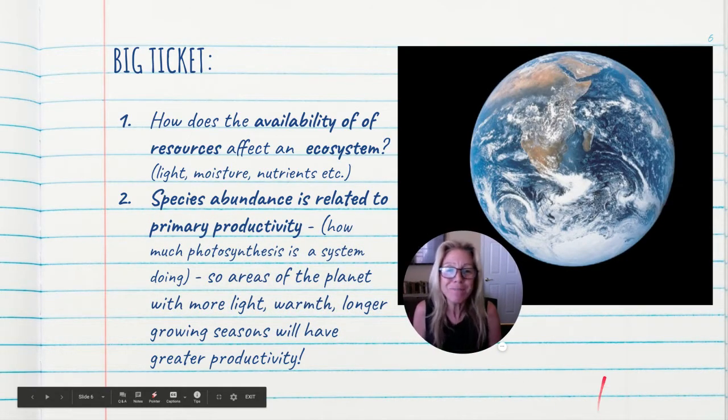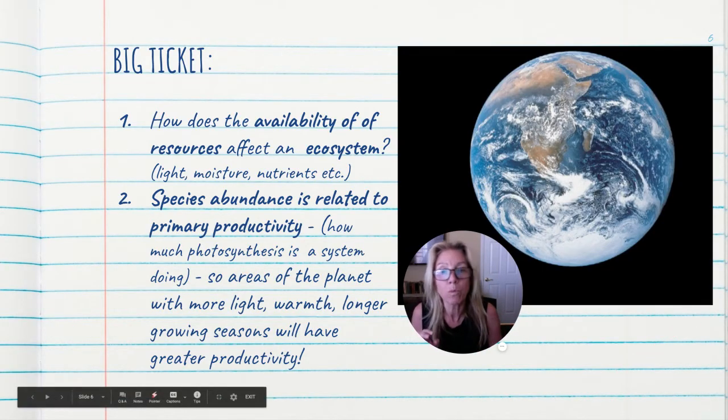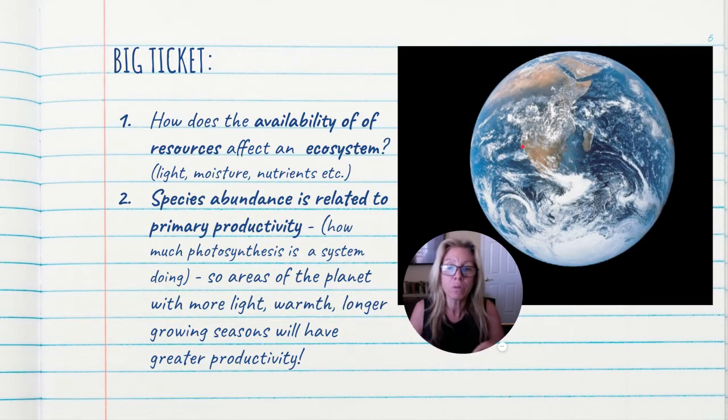The big ticket items that I need you to know from this chapter is, how does the availability of resources affect an ecosystem, like light, moisture, and nutrients? And then keep in mind that species abundance and diversity is all going to be dependent on primary productivity. Primary productivity in a nutshell is just how much photosynthesis is that area doing, right? How many sugars, how much oxygen is it generating? So areas of the planet with more light, warmth, maybe along the equator, longer growing seasons will have greater productivity and therefore greater diversity.